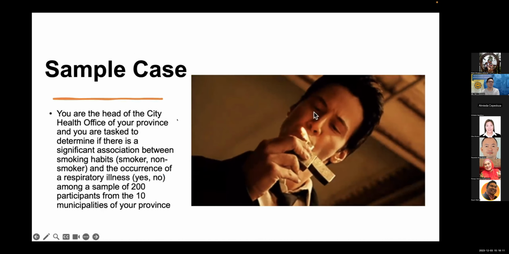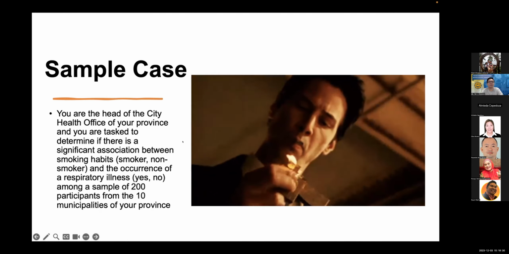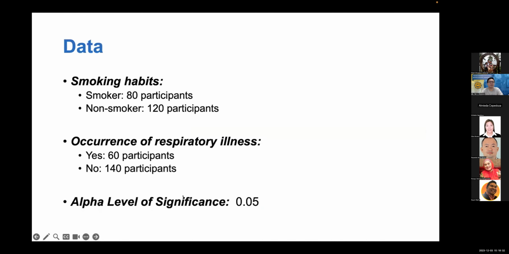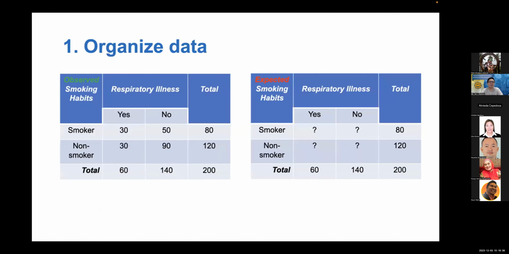Sample case: you are the head of the city health office of your province, and you are tasked to determine if there's a significant association between smoking habits of the smoker and non-smoker and the occurrence of respiratory illness among a sample of 200 participants from the 10 municipalities of your province. So here is the data, and our alpha level of significance is at 0.05.